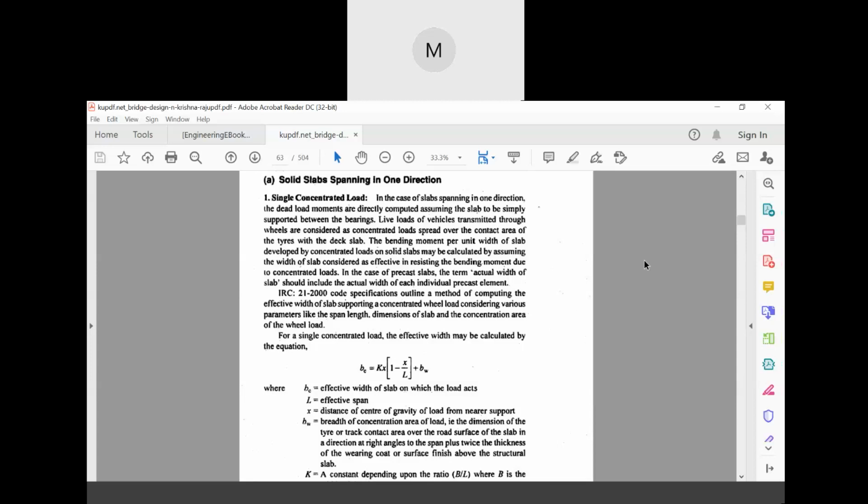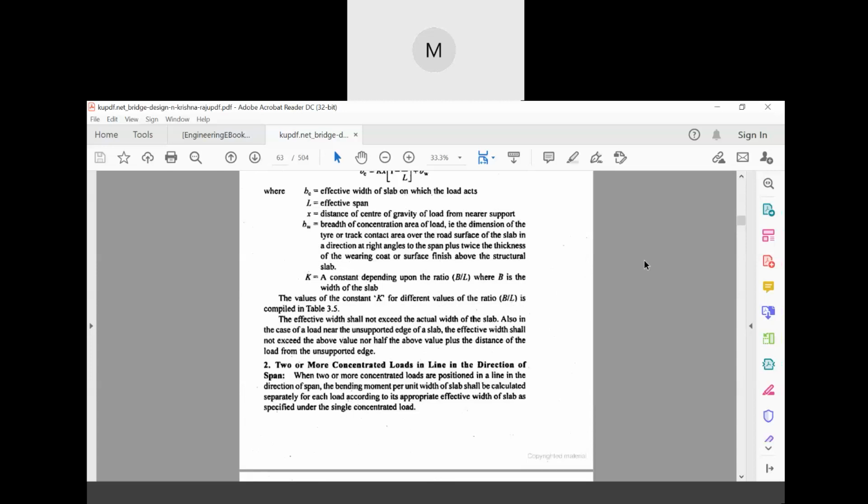Now, for a single concentrated load, the effective width may be calculated by this equation: Be equal to K x (1 minus x by L) plus bw. Now, look, Be is what? The effective width of slab with which the load is considered. L is the effective span. X is the distance of the center of gravity of the load from the nearer support. Bw is the breadth.